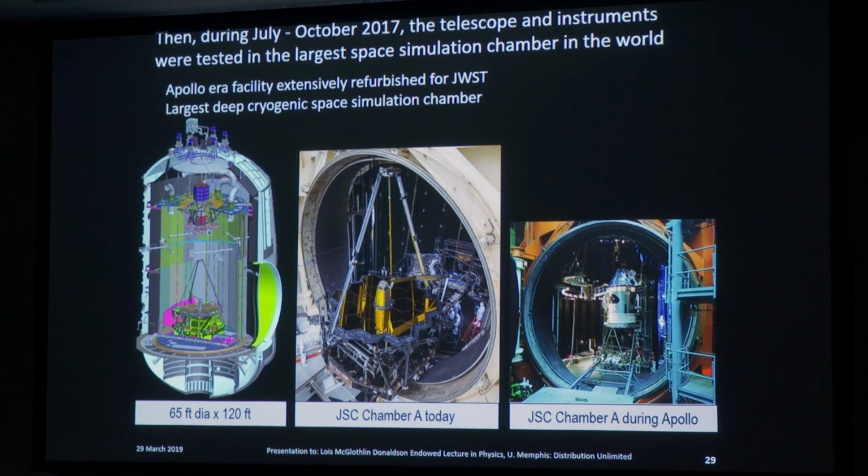It's called Chamber A, and it was built to test the Apollo command module. This is a picture of looking through the door of Chamber A with the Apollo inside there. And this is actually a man-rated chamber. On Apollo, the astronauts actually were in there when they simulated the space environment here. We're not using it that way, and we had to pull that chamber out of mothballs, refurbish it to test the James Webb Space Telescope.